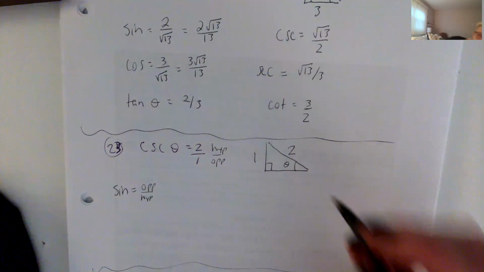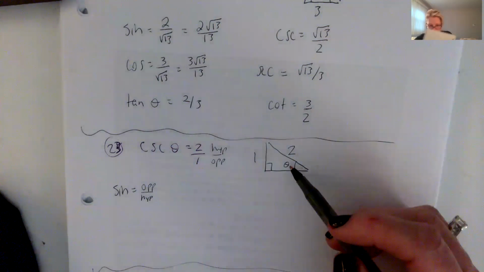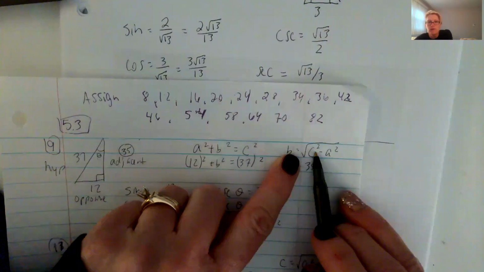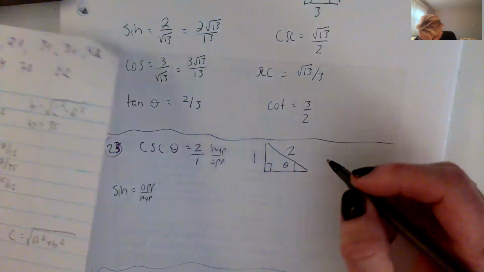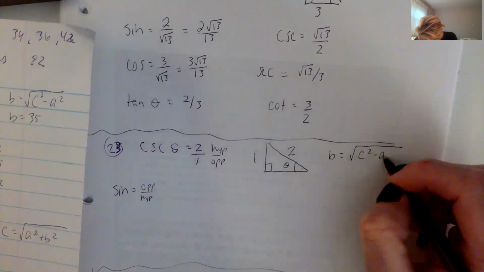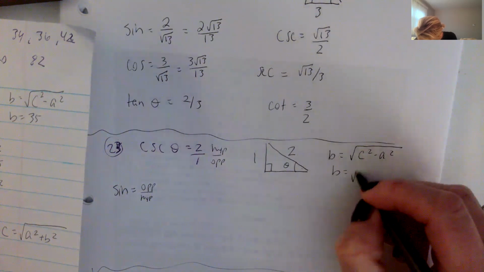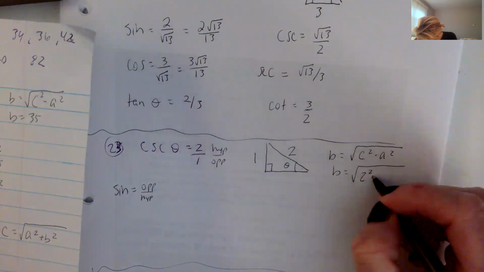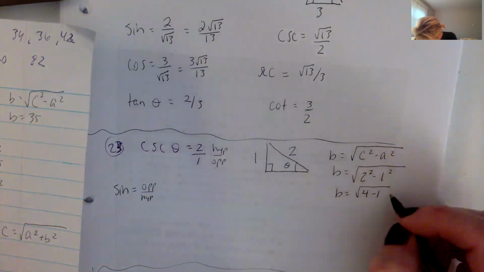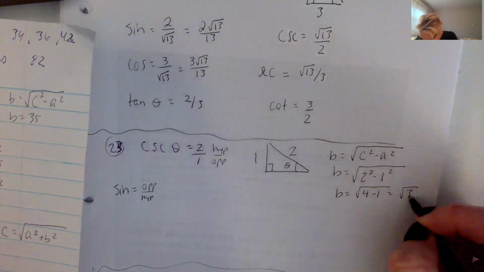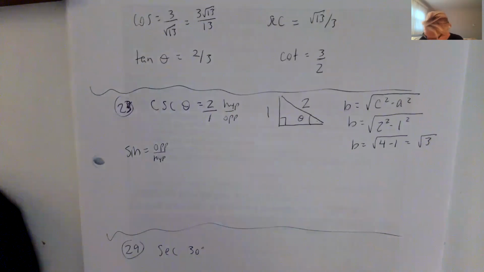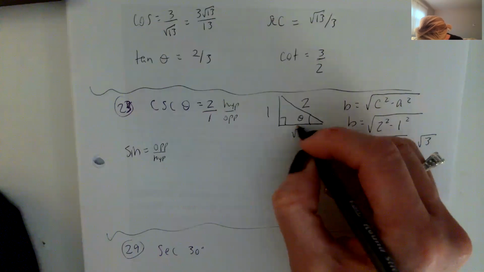So we need to find one of our sides. We need to find the adjacent, and to do that, we could use b equals the square root of c squared minus a squared. So b equals the square root of 2 squared minus 1 squared. That's 4 minus 1, so the square root of 3. So the square root of 3 is the adjacent.